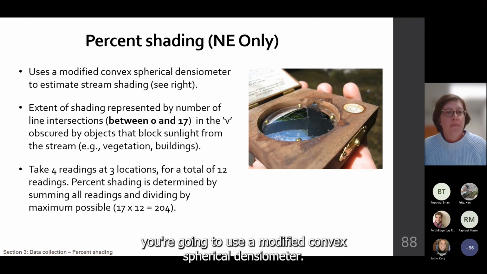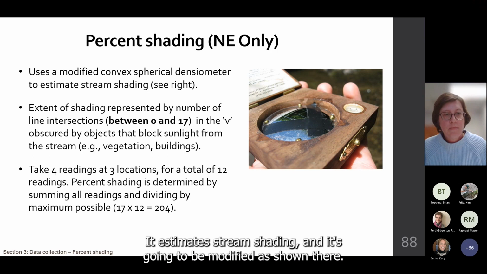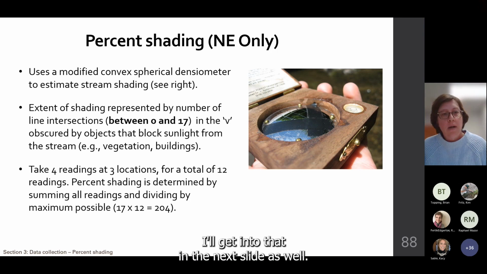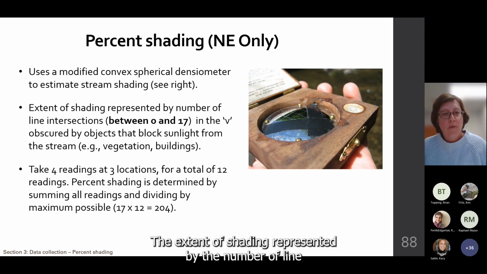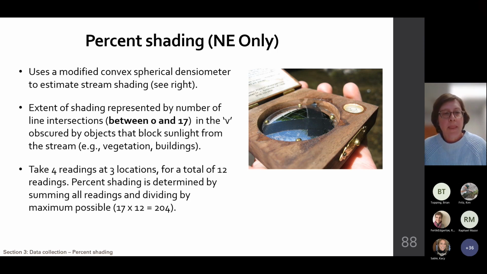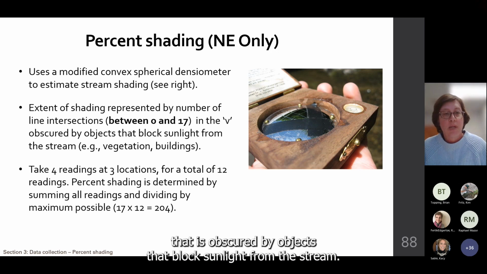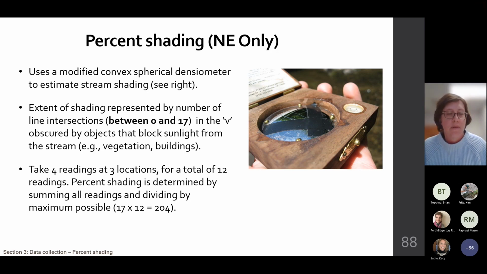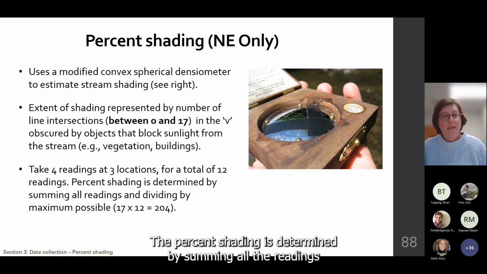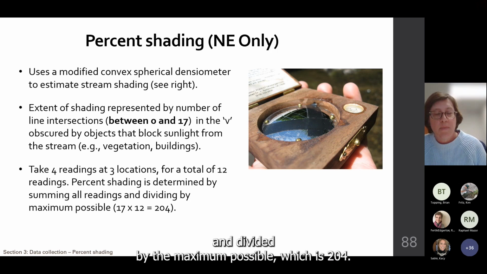For this metric, you're going to use a modified convex spherical densiometer to estimate stream shading. And it's going to be modified as shown there. I'll get into that also the next slide as well. The extent of shading is represented by the number of line intersections between 0 and 17 in the V shown in the photo that is obscured by objects that block sunlight from the stream. This can include vegetation or buildings. You would be taking 4 readings at 3 locations for a total of 12 readings. The percent shading is determined by summing all the readings and dividing by the maximum possible, which is 204.